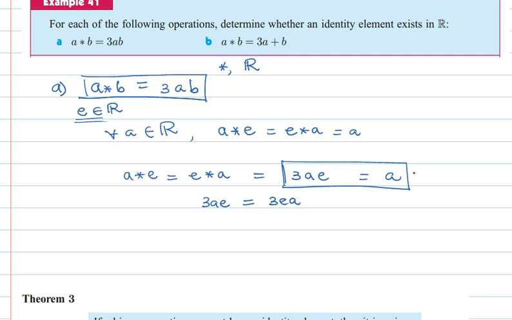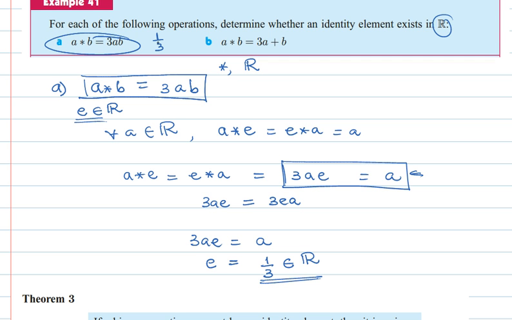Therefore, what is left for us to determine is if 3AE is equal to A, then E must be equal to 1/3, and since 1/3 is a real number, that is, it is still in that set, then we say that the identity element of this binary operation as defined there is 1/3. It can be shown that this other example here does not have an identity element. Maybe that is what you need to try and figure out after watching this.